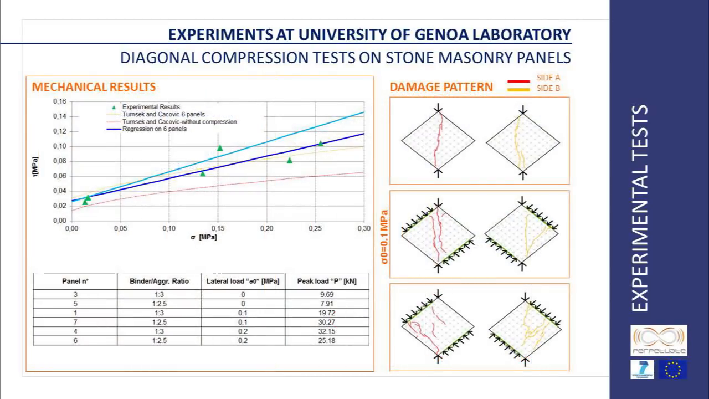Very low values of peak strength have been obtained, mainly due to the type of masonry considered. However, despite the very regular masonry pattern considered, the crack patterns were coherent with those expected. Mechanical results were analyzed with literature models, finding a good correlation.